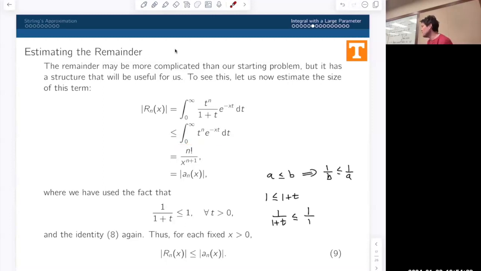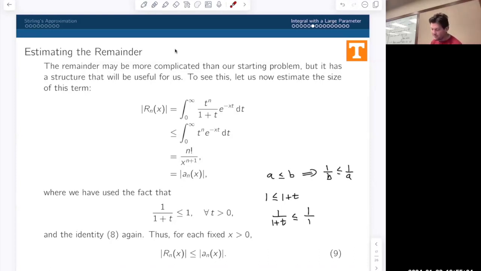You might say to yourself, why didn't I do this in the first place, just replace one over one plus t? Because then the approximation doesn't get very far. We don't have any terms of an approximation. We simply say that the integral as a whole is less than some number. But now we've got some terms in an approximation, and we've got a remainder term, and now we can quantify the remainder term.